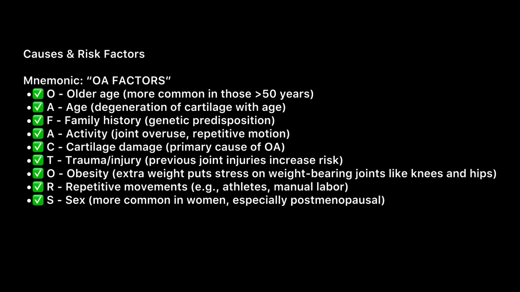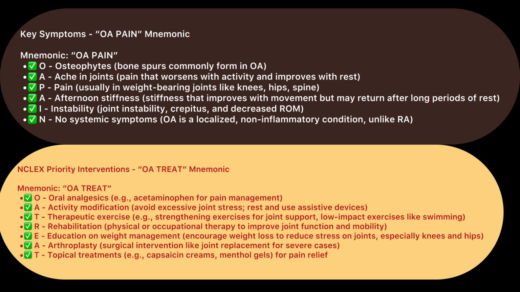The causes and risk factors are older age, family history, joint overuse, repetitive motions, cartilage damage, trauma injury, obesity, and sex: more common in women, especially postmenopausal women. Key symptoms of OA are osteophytes, ache in joints, pain, afternoon stiffness, instability, and no systemic symptoms, because it is a localized and non-inflammatory condition. Also remember in this case the pain worsens with activity and improves with rest. Must remember for the NCLEX.